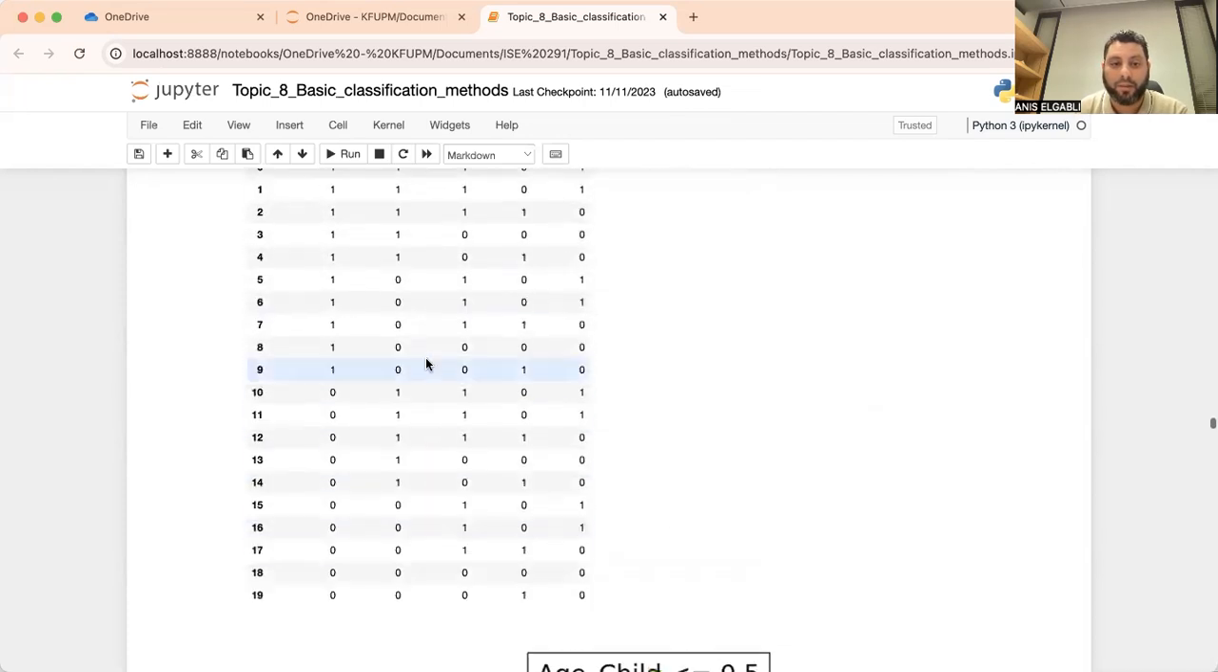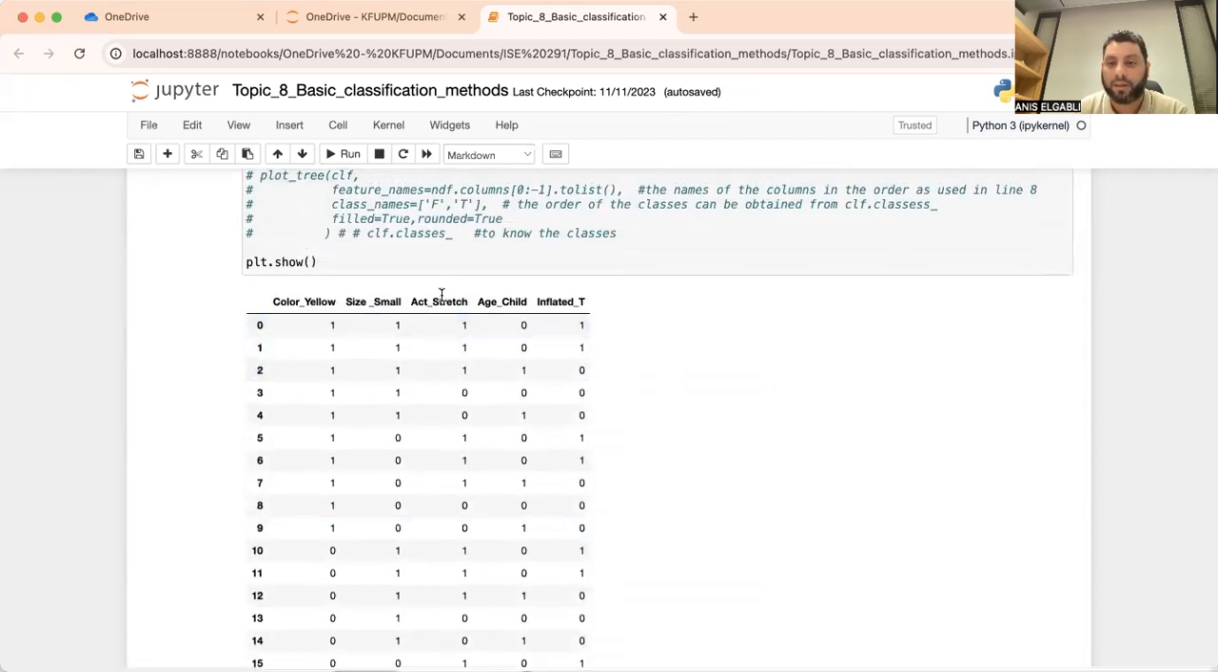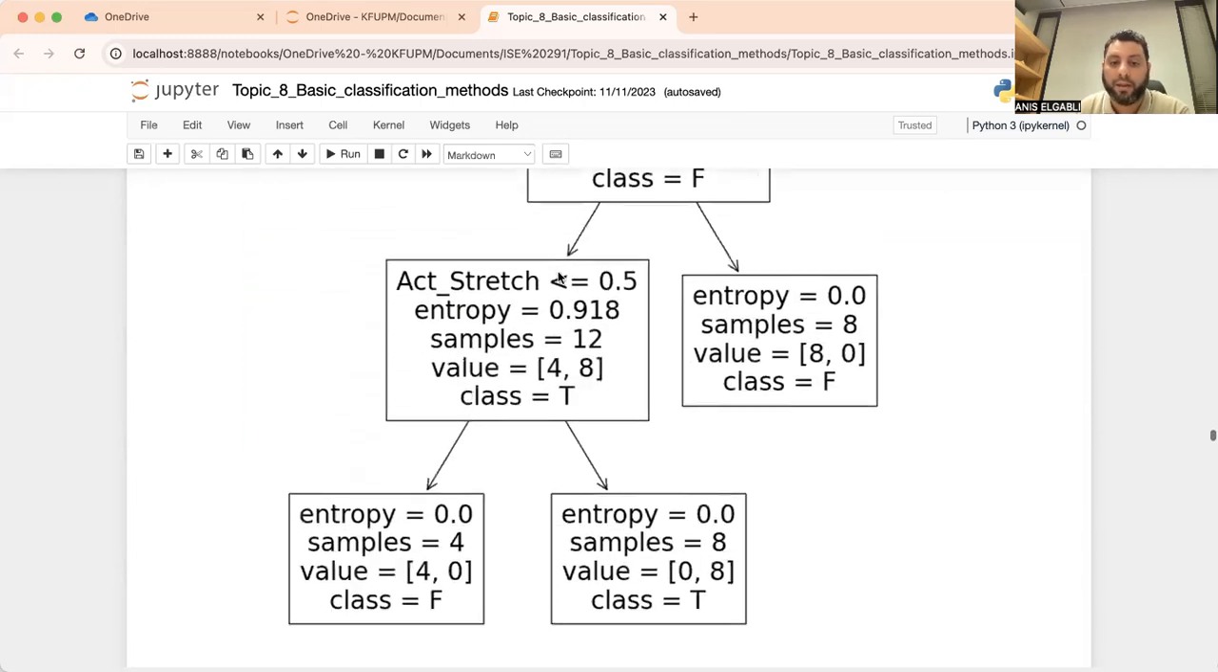Okay, because now we have this here, act underscore switch. That's the function, that's the feature we have here. It's equal to 1 when act is equal to stretch, 0 when act is equal to dip. Now we're checking that condition. Now it turns out 4 samples satisfy that condition.